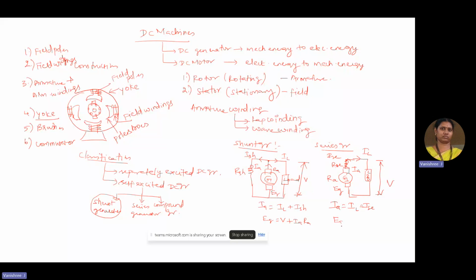So the EMF equation is given by EG is equal to V plus IA RA, which accounts for the armature drop, plus ISC RSC, which accounts for the series drop. In this, IA is equal to IL is equal to ISC, thereby the voltage equation can be rewritten as EG is equal to V plus IA into (RA plus RC).